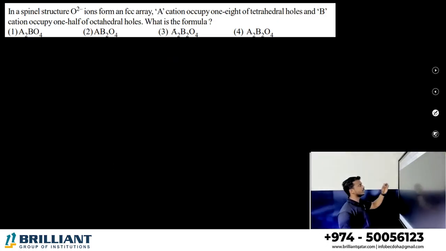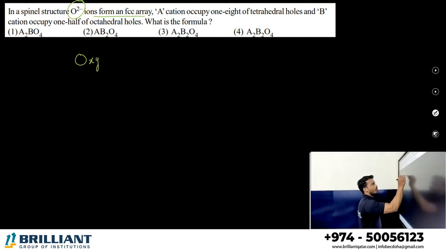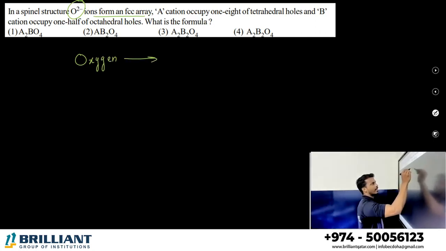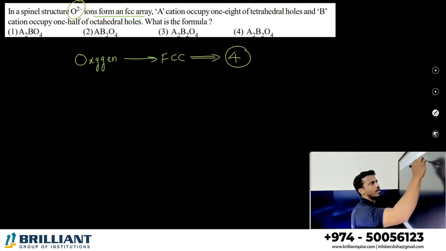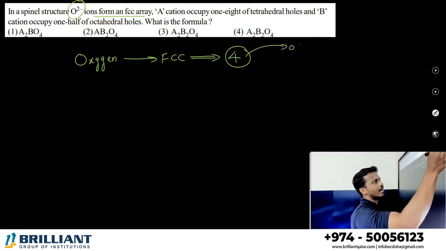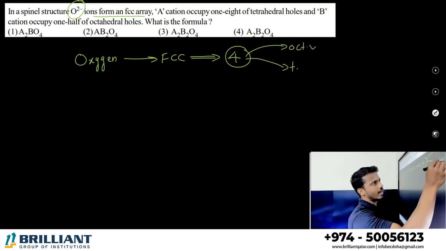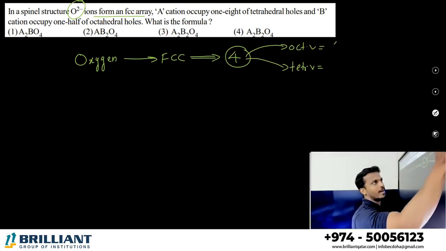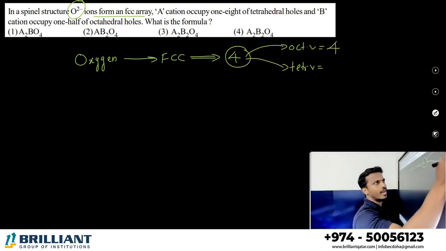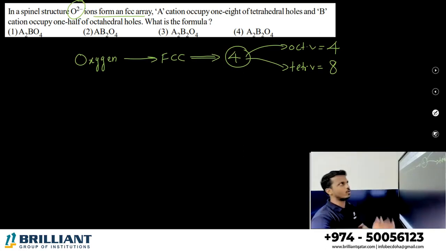In a spinel structure, O2 minus ions form an FCC array. So where is oxygen present here? Oxygen is occupying the FCC system. FCC means what is the total number of atoms per unit cell? 4. Immediately calculate how many octahedral voids and how many tetrahedral voids. The octahedral voids will be the same number. The tetrahedral voids will be double the number. Finish.